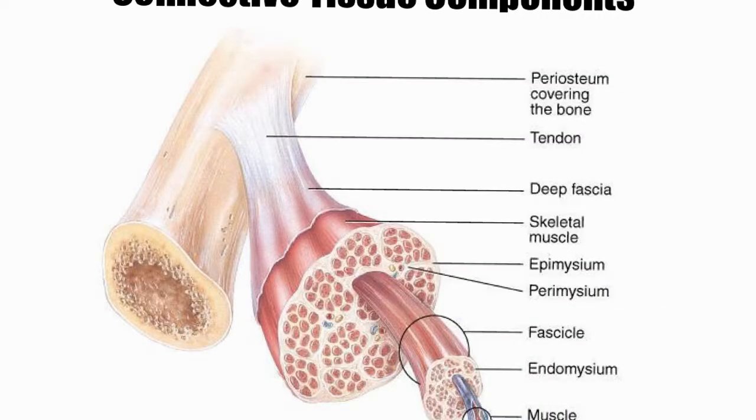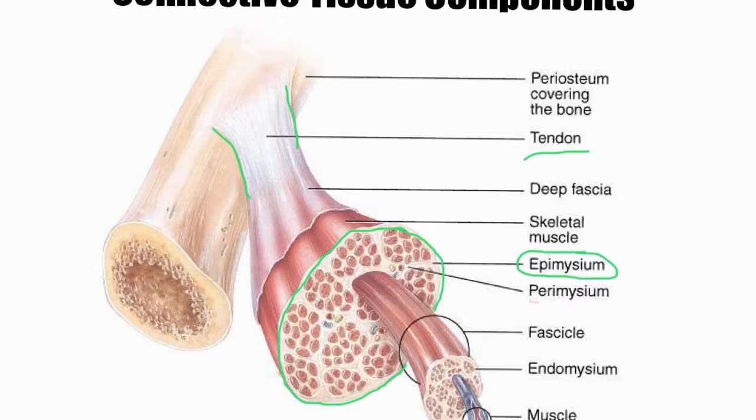Now here we have a diagram of the internal anatomy of a muscle itself. You can see here it is connected to the bone by a tendon. Remember, tendons connect muscle to bone, where ligaments connect bone to bone. And now the different layers of connective tissue. You can see here's the epimysium. That is what's going to cover the entire muscle, the entire external surface of the muscle. So that's the most superficial, closest to the surface.